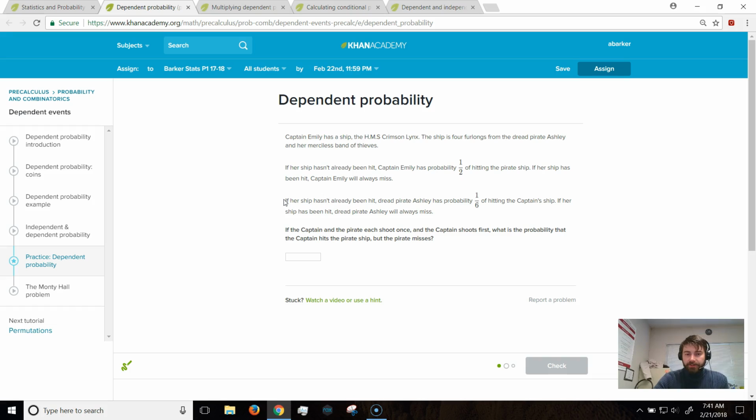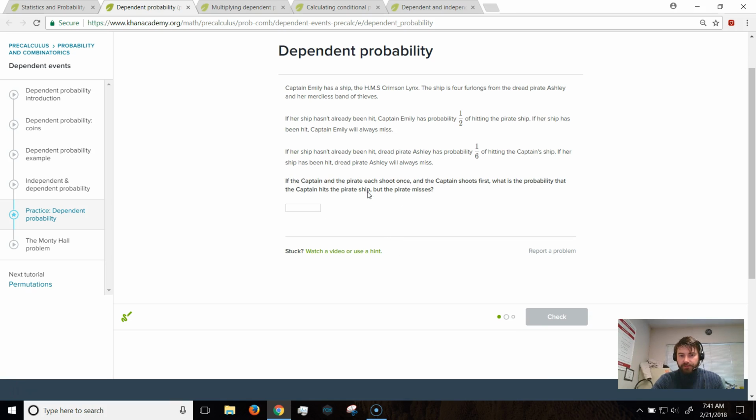And in the same way, if Pirate Ashley's ship has not been hit, the probability of her hitting is 1/6 to the captain's. If her ship has been hit, she'll always miss. So it's the same kind of thing, right? She has the same kind of condition. She's also dependent. So whoever can shoot first has a much better chance because they can have their probability without the other.